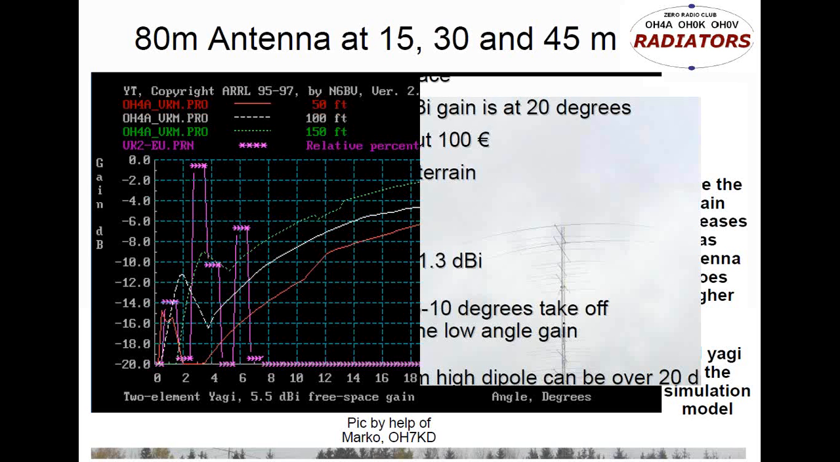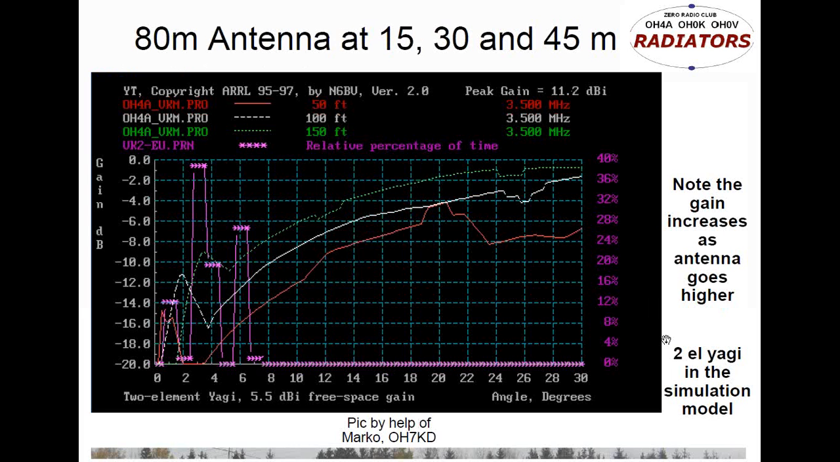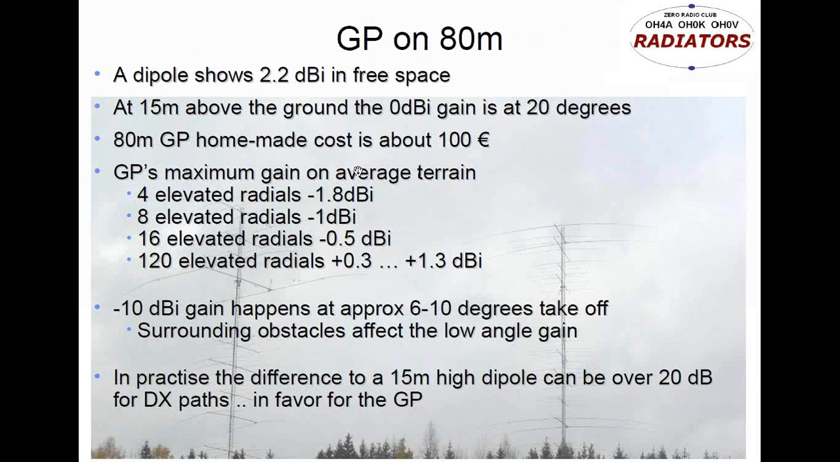Then about the ground plane on 80 meters. You were seeing horizontal antenna gains, and if you look here, a 2-element Yagi shows about 11.2 dBi. Now we are going to look at the ground plane. It's going to show minus some dBi, or if you really have some kind of advanced system, you can say you have about 0 or maybe even 1 dBi gain at the maximum of your ground plane. So this is a real figure also.